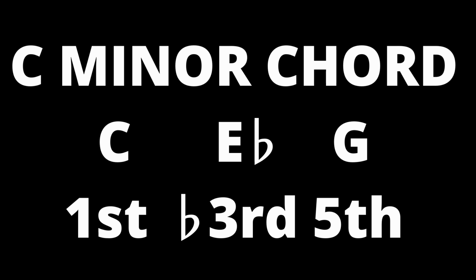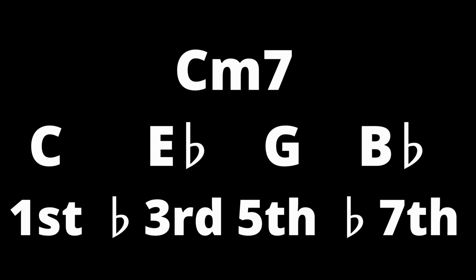This is indicated with the flat symbol. A flat note is half a step or semitone below the standard note. Therefore, in this example, C minor would have the notes C, E flat, and G. If you add the flat 7th note B flat to the C minor triad, then you get a C minor 7th chord with the notes C, E flat, G, and B flat.